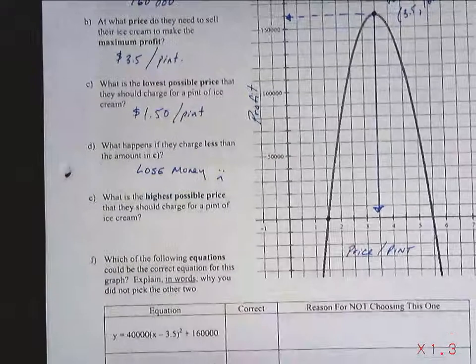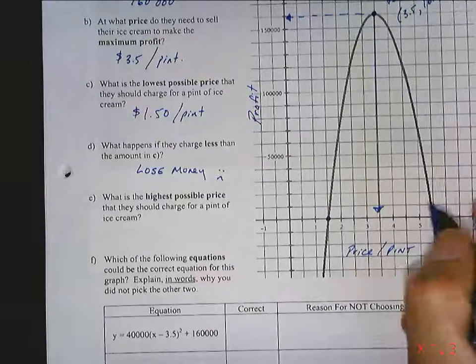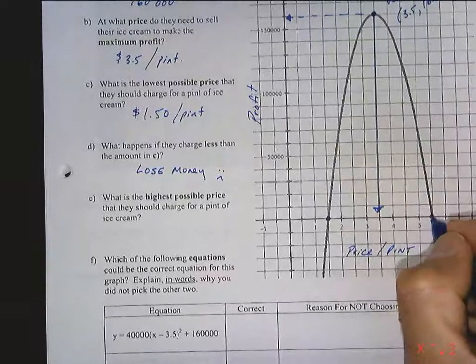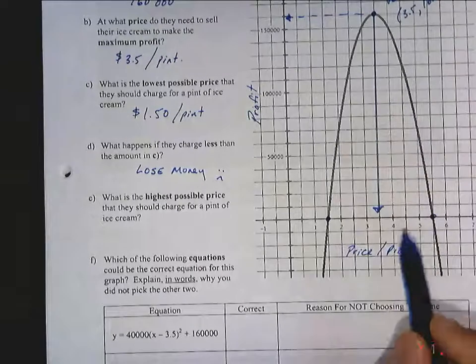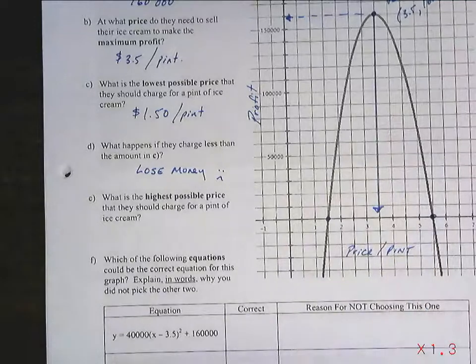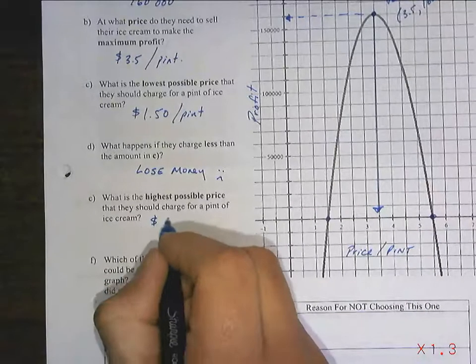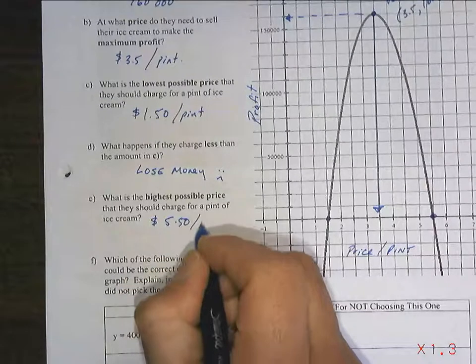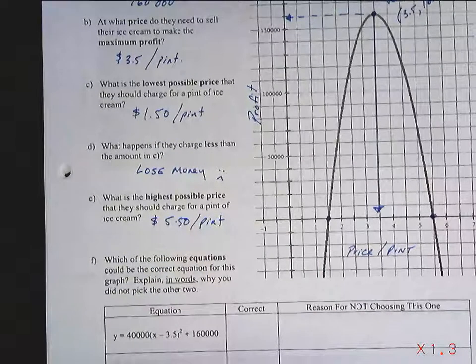Okay, so what is the highest possible price that they could charge? Well, again, I would argue they should charge the price that gives them the maximum profit. But what they're really after here is the highest price they could charge without losing money. And they can, if they want to be, be the most expensive ice cream out there. They can charge $5.50 per pint and not lose money. Not making any money, but hey, they're expensive. That might be the goal.